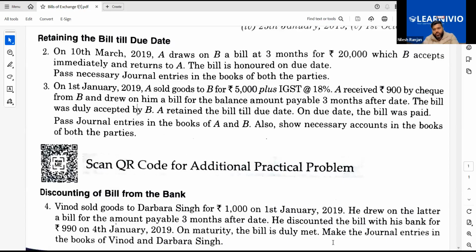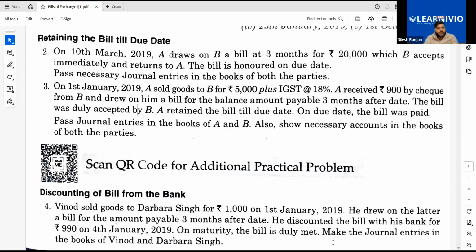Okay, one more thing, what will change in the entry if Binod is giving his bill to the bank for collection purpose only, not discounting the bill? He is giving the bill to the bank for collection only. So basically it is case 4. Now, what will change here? Yes, what will be the journal entry?